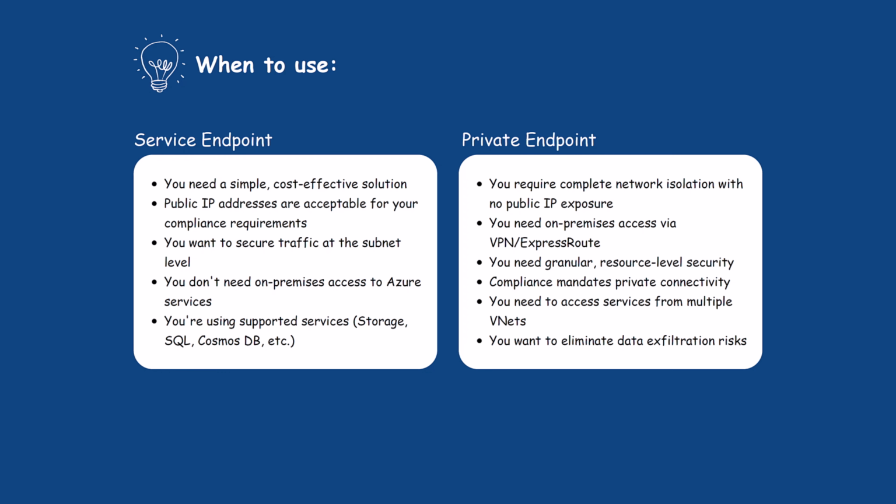When to use private endpoints. You require complete network isolation with no public IP exposure. You need on-premise access via VPN or ExpressRoute. You need granular resource level security. Compliance mandates private connectivity. You need to access services from multiple VNets. You want to eliminate data exfiltration risks.